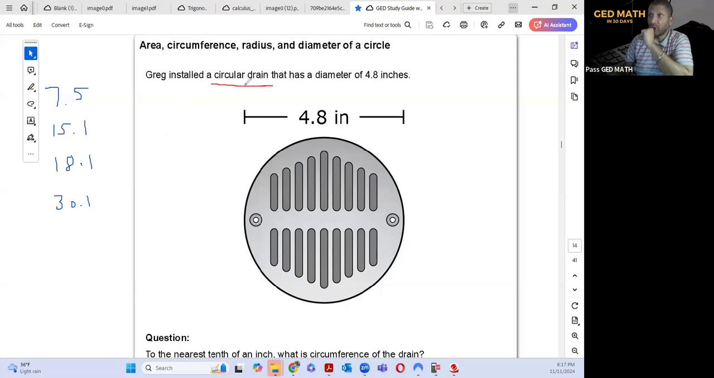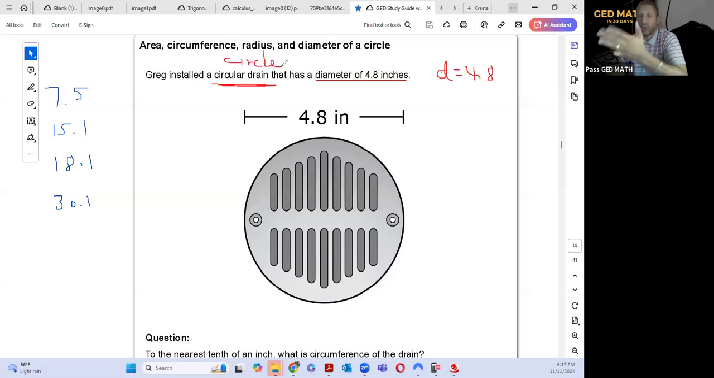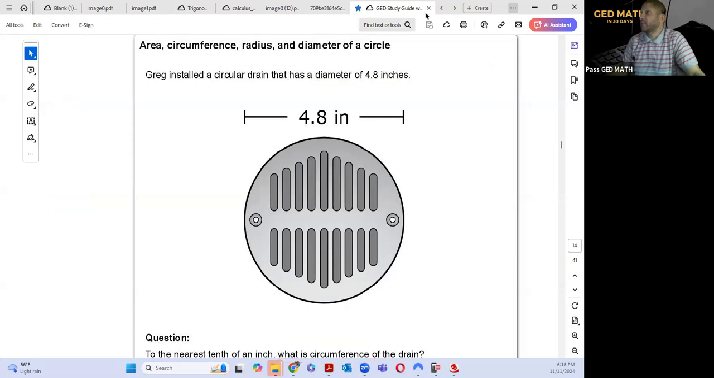First of all, I know it's a circular drain. That's a circle. I know my diameter is 4.8. That's the first thing I would do. So you said get my formula. How do you know what formula? If you look at the question, it's asking what is the circumference of the drain. So if we go to our formula sheet, your formula sheet is your friend. Where's my formula sheet? I thought I had it.